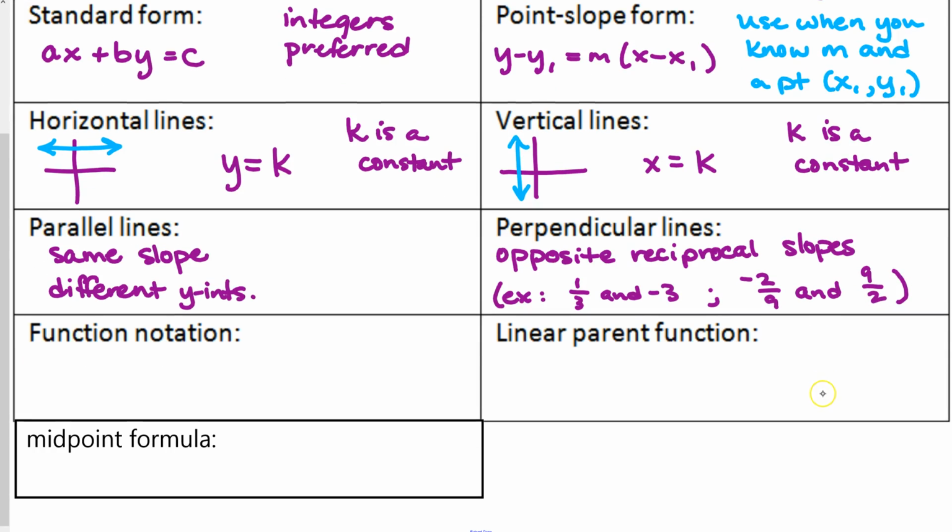Let's throw in a couple more things. Function notation. Let's take the equation y equals mx plus b, and let's just write it as f of x equals mx plus b. So f of x is the same thing as y.